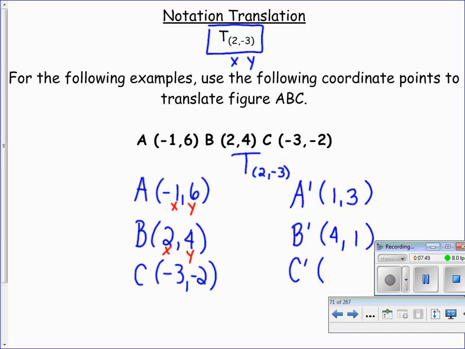C prime, I'm going to do the same thing. Negative 3 plus 2 is negative 1. And then I take a look at the y value. Negative 2 minus 3 is going to give me negative 5. So now we learned all 4 ways that we can show a translation. Again, we can show it using a vector on and off the coordinate plane. We can use a description. We can use what I call mapping, which is what we did previously. And right now on this slide, this is called notation or symbolic representation.